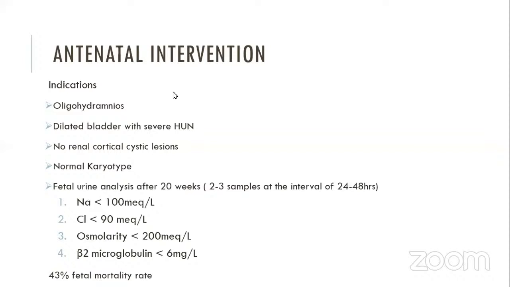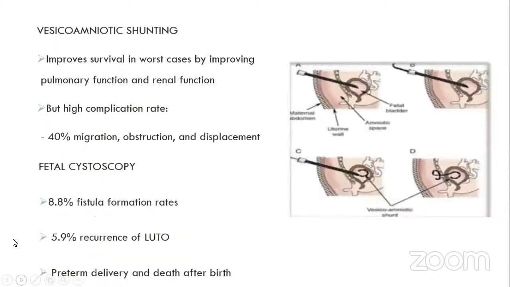Beta 2 microglobulin less than 6 milligram per deciliter shows patency of tubules. There are two types of procedures we can do, like vesicoamniotic shunt, which is known as reduction, which improves survival in the worst cases by improving pulmonary function and renal function, but has a high complication rate like migration of the stent, obstruction, and displacement. And fetal cystoscopy with or without posterior urethral valve fulguration, in 8 to 9% there will be a chance of fistula formation and recurrence of lower urinary tract obstruction.